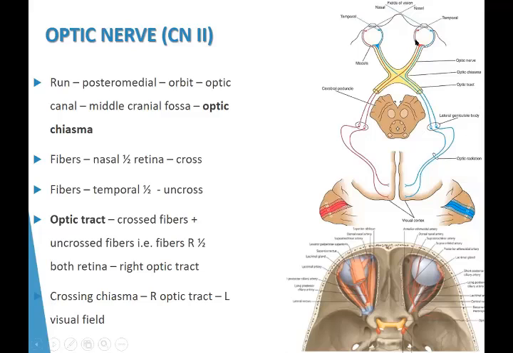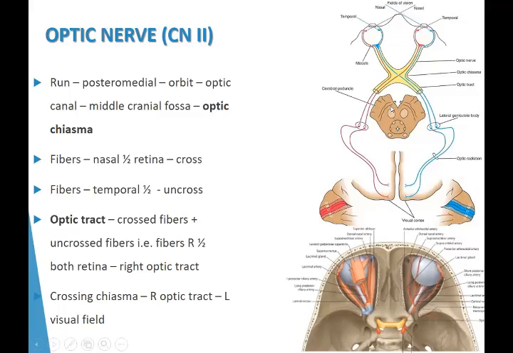This is the nasal या medial half of the retina, this is the lateral or the temporal half of the retina. So each optic nerve contains fibers from the nasal half of the retina and from the temporal half of the retina. When it comes to crossing over of the optic nerves to form the optic chiasma, ये optic chiasma बन रहा है.